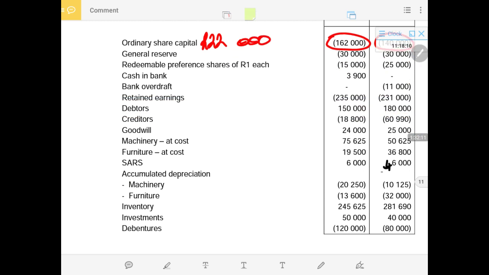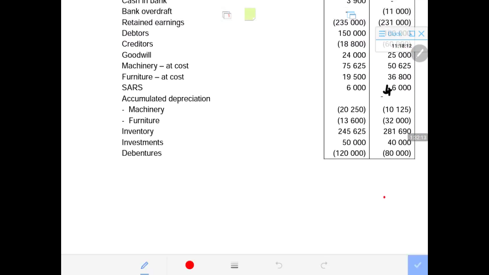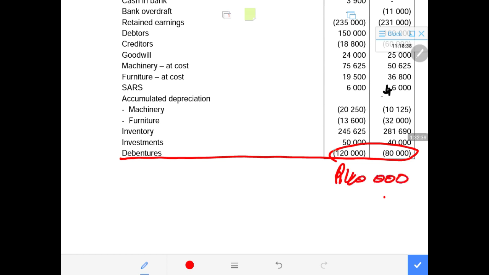Now we are looking for debentures specifically, debentures only. Debentures, there are debentures at the end. We made a sale of debentures. We issued debentures. We issued more debentures. And the debentures that we issued amount to 40,000 rands. 80,000 minus 120,000 will give you 40,000 rands. That means we issued more debentures. Take note, this is negative, indicating a credit.